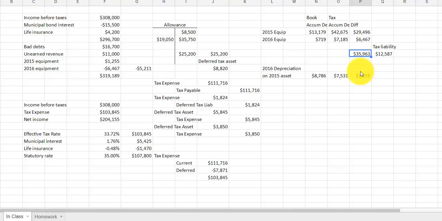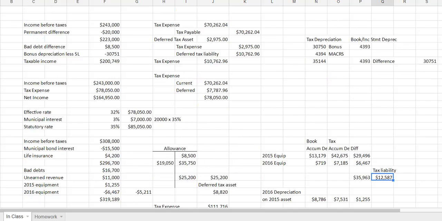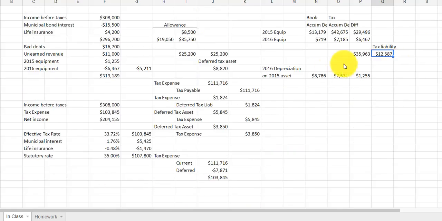Multiply that by the tax rate. So the cumulative difference between the depreciation multiplied by the tax rate, 12,587, gives us our tax liability, what it should be. Compare that to our tax liability from last year, which was 10,763, and the difference is 1,824. We want to make our tax liability go up from the 10 to the 12 by 1,824. The debit is going to be tax expense.